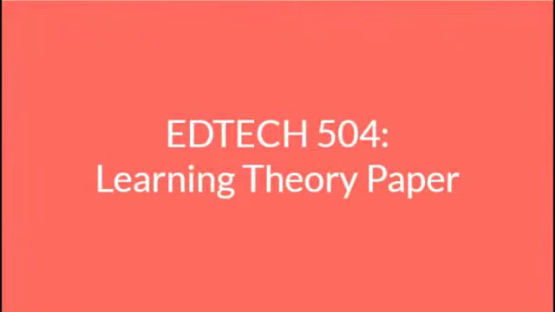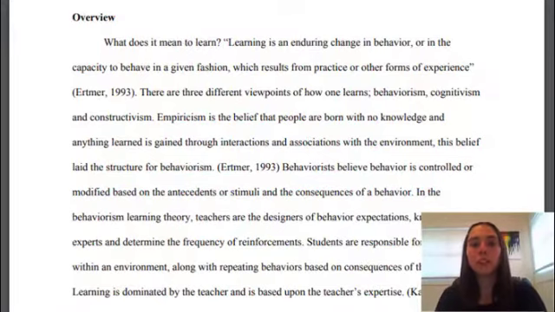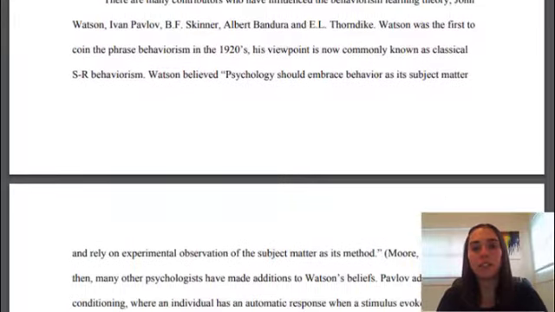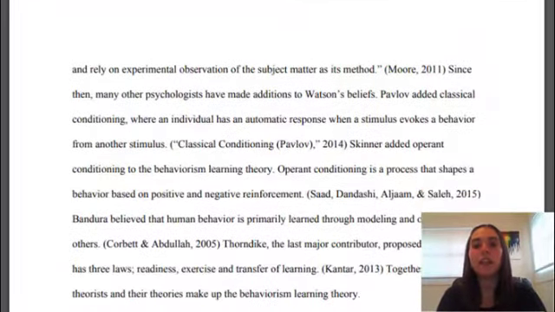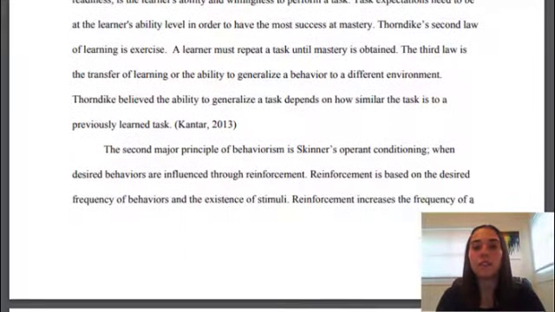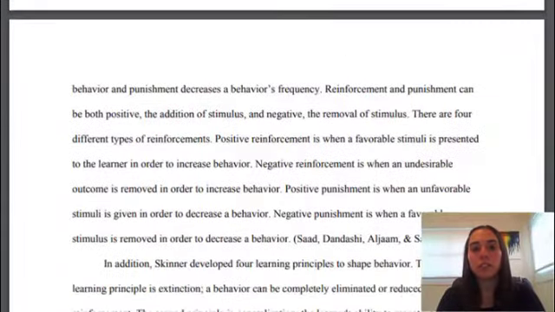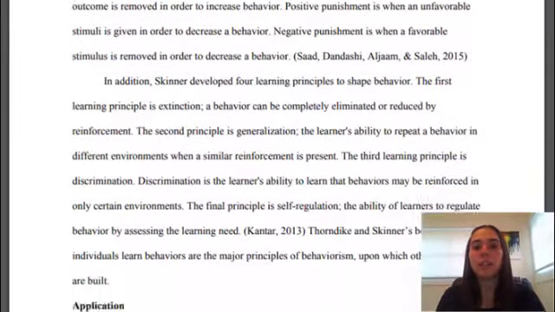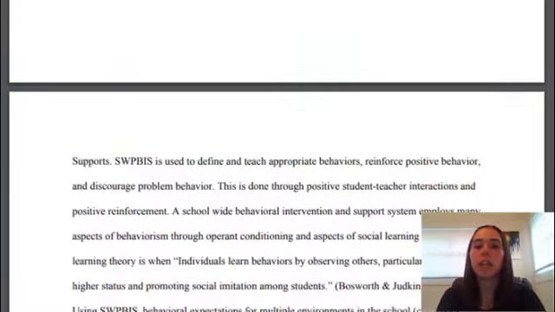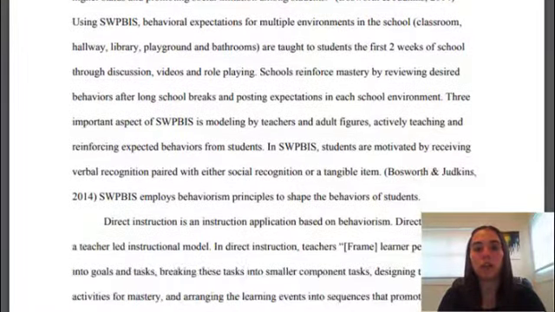An artifact that shows my knowledge of the contribution of research of past and current theory of educational communications and technology is my behaviorism learning theory paper. My learning theory paper outlines the origins, contributors, and major principles of behaviorism. Behaviorists believe that behavior is controlled or modified based on the antecedent and consequences of the behavior. I was able to use my research of behaviorism and implement it into my own classroom and school through direct instruction and school-wide positive behavior intervention and support program.